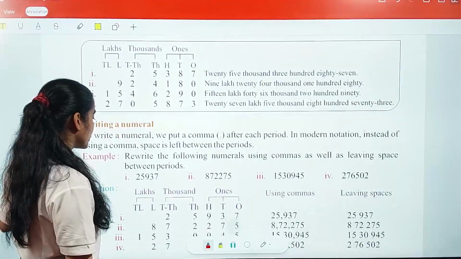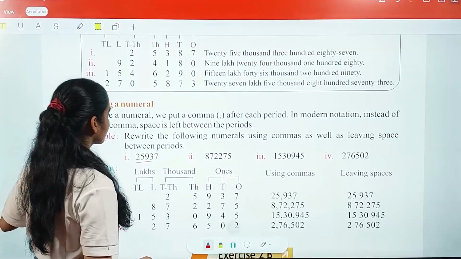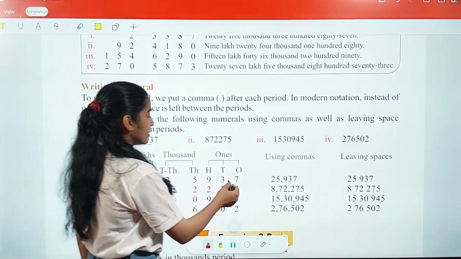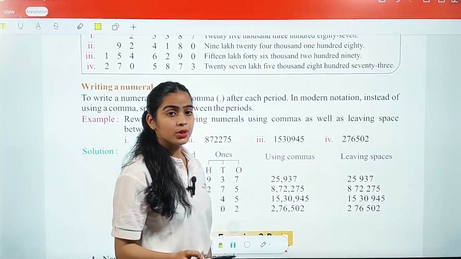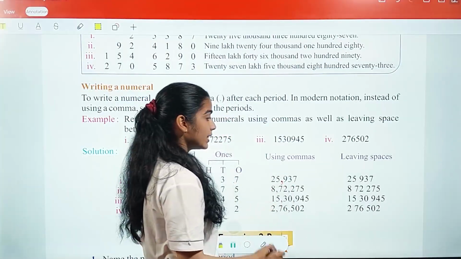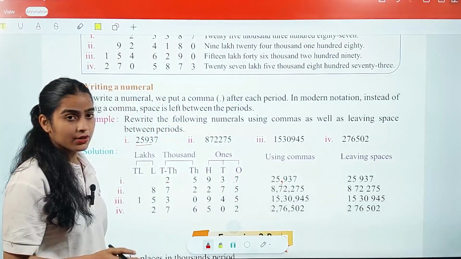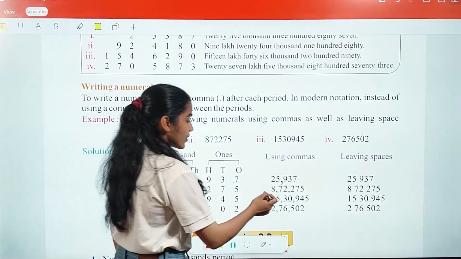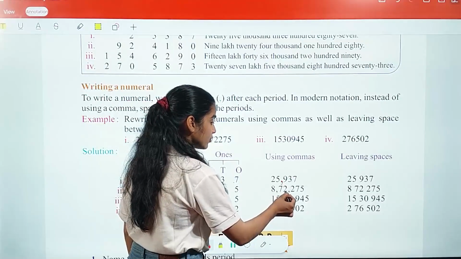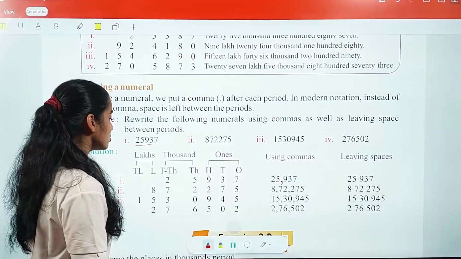Now writing a numeral. So this is your numeral. So how can you write it? 25,937. After 25,000, we have to put a comma here. Okay. And then you can also leave a space. So 25,937. If you have another value which is 8 lakh, so 8 lakh after 72,002. It means in thousand, lakh and crore we have to use commas.